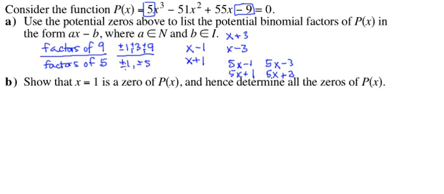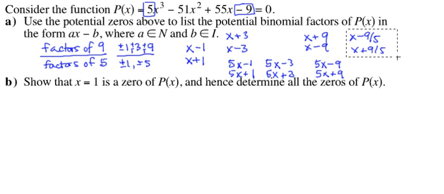Okay, so what have I done? 1 over 1, check. 1 over 5, check. 3 over 1, check. 3 over 5, check. Now 9 over 1 is going to be x plus 9 and x minus 9. And finally, 9 over 5. So we're going to get x minus 9/5 or x plus 9/5. Multiply both of those by 5 and we get 5x minus 9 or 5x plus 9. Get rid of these guys now. We don't need them anymore. So those are all the possible factors of that polynomial.